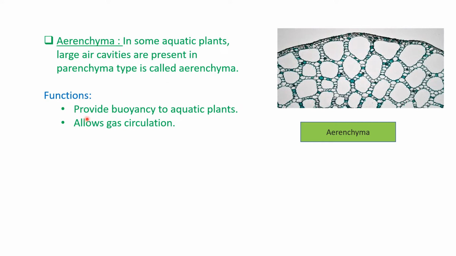What are the functions? It provides buoyancy to aquatic plants. Since air cavities are present in this type of parenchyma, it helps to float the aquatic plants, and it also allows gas circulation. See the picture on the right side, that is the aerenchyma picture. Here these large cavities are called air cavities, and this type of parenchyma cells are called aerenchyma.